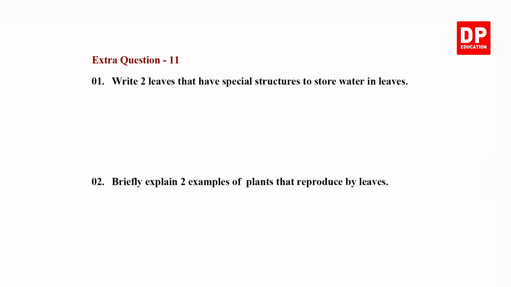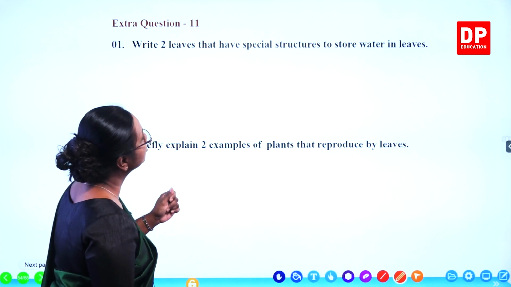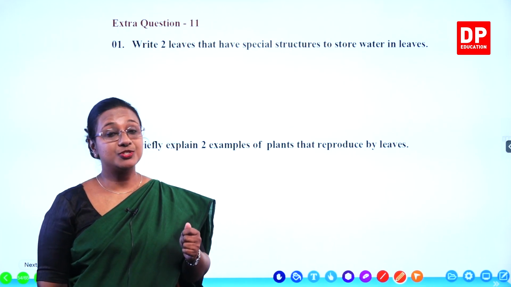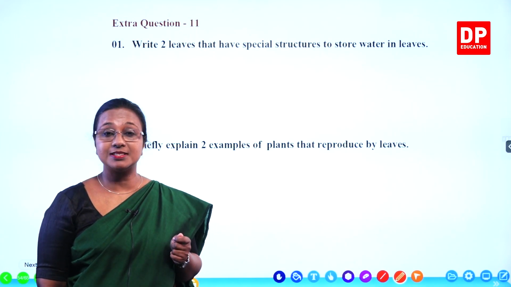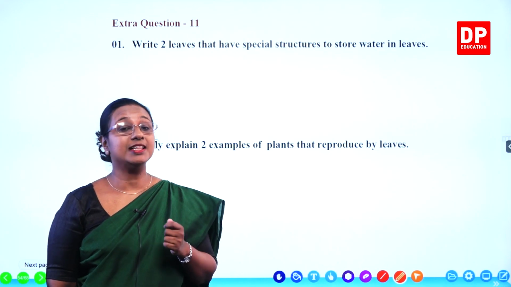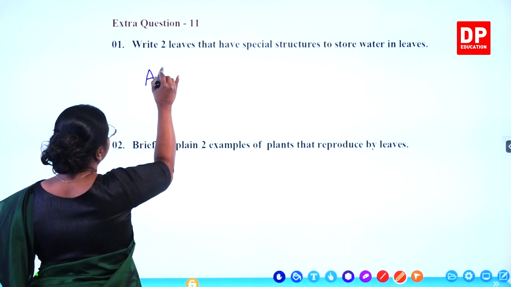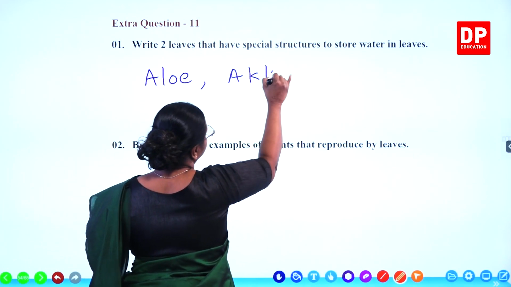Extra question 11. Write two leaves that have special structures to store water in leaves. Can you all remember those? Those are adaptations to live in arid environments. What are the plants? One is aloe, the other one is acapana. So those are the examples. Aloe plant and acapana.